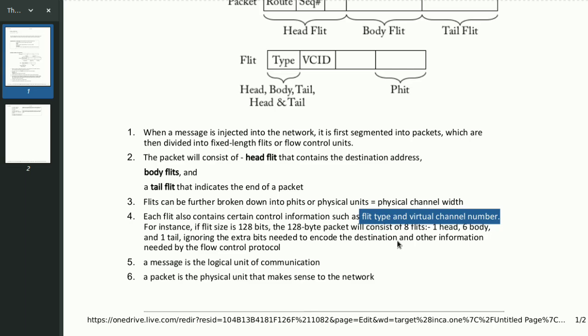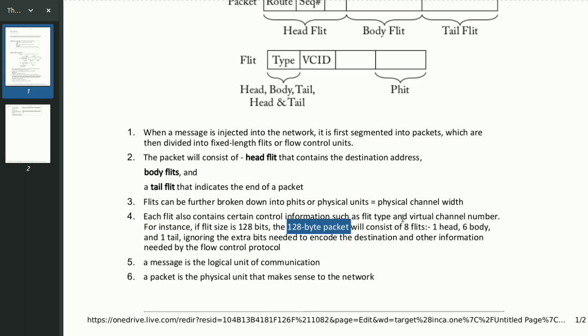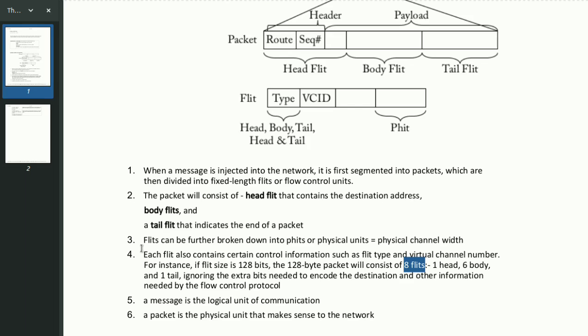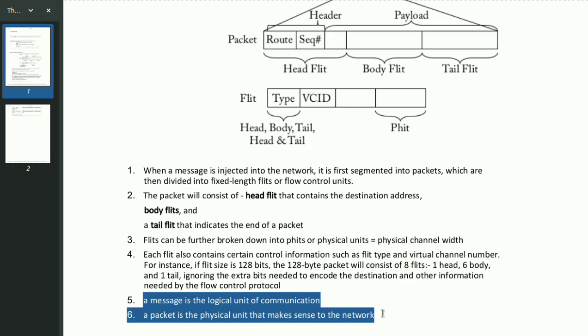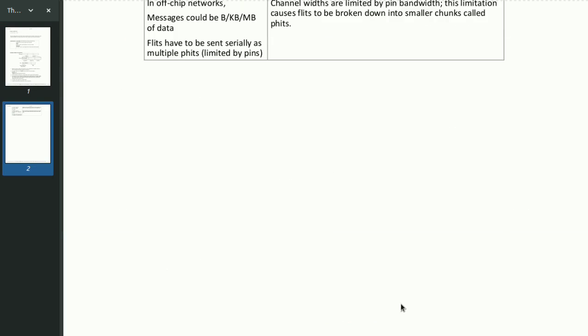So, for example, if we have a 128 bit flit and a 128 byte packet, the 128 byte packet simply contains 8 flits, and the 8 flits will be divided into one head, one tail and the remaining body flits, by ignoring the extra bits needed to encode the destination or other information needed by the flow control protocol. So a message is just a logical unit of communication over the network and a packet is a physical unit that makes sense to the network.